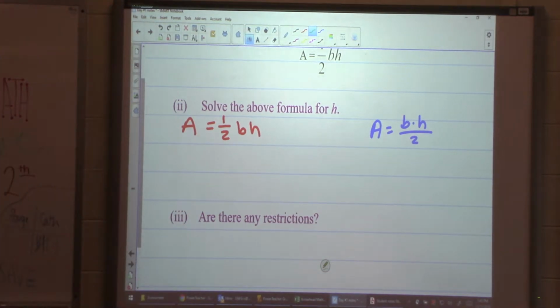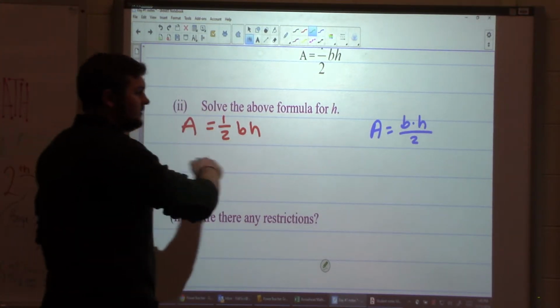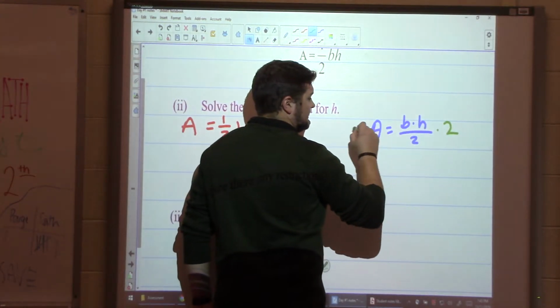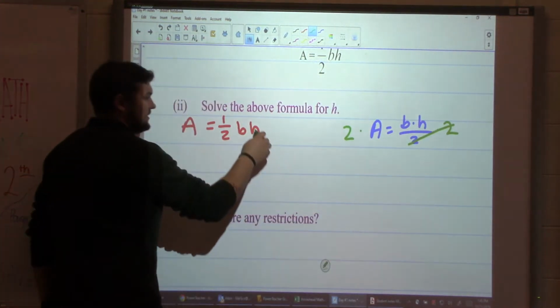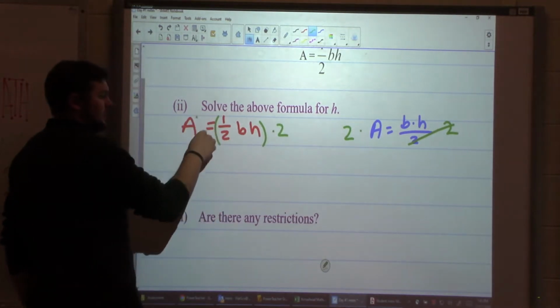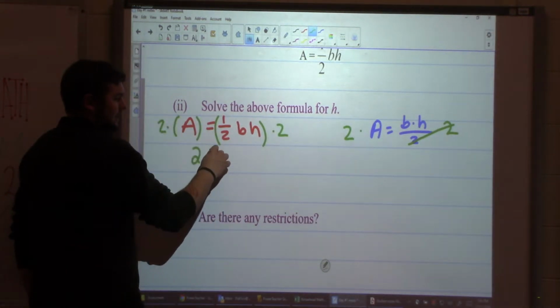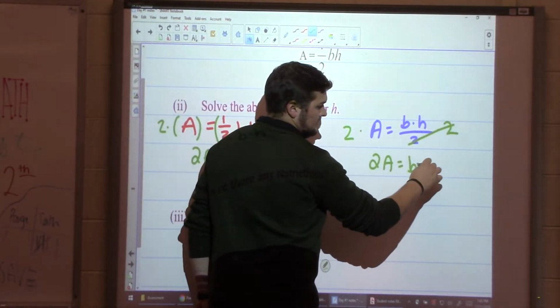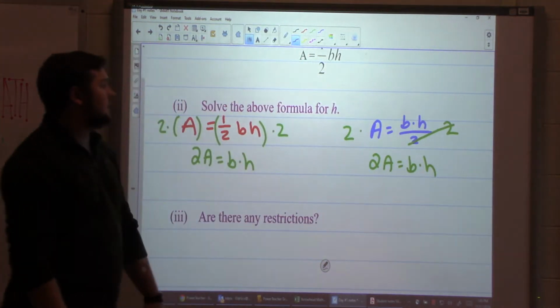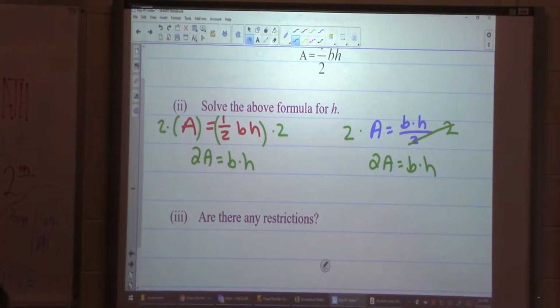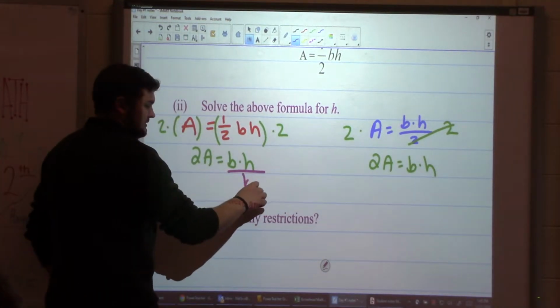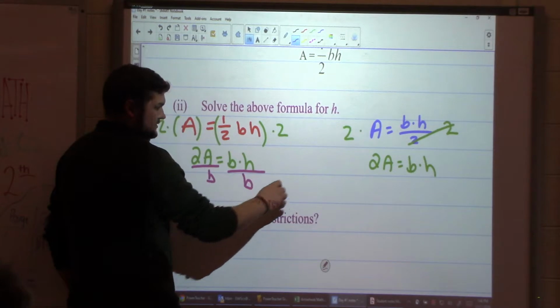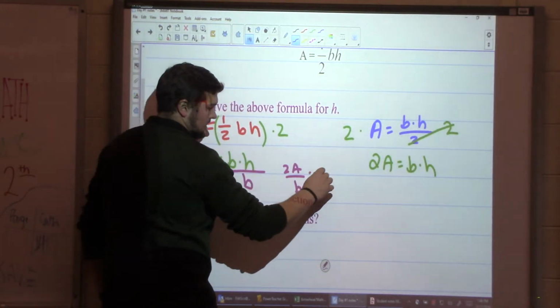Alright, if I want to solve for the height, what's the first step I should take? Get 2 out of the denominator. Multiply by 2 on both sides. Do the same thing here. Multiply by 2 to get rid of my 1/2. 2a equals base times height. Okay? Then how would I solve for h? Divide by base, or divide by b. So 2a over b equals h.